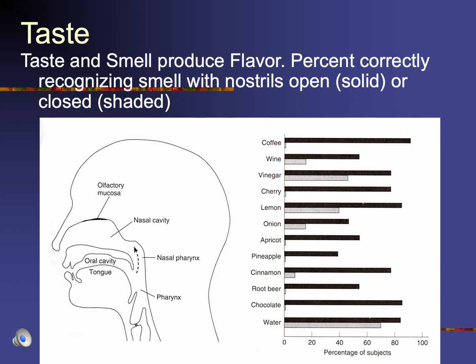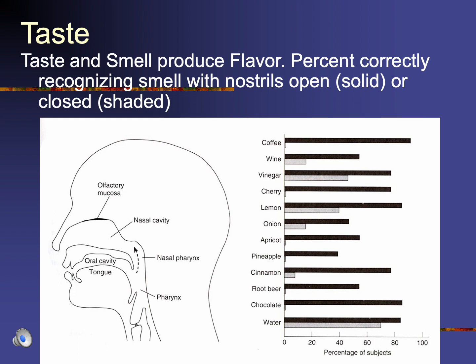This is a nice graphic that shows you the relationship between smell and taste. What you have here is a graphic depicting how well you perceive something with either your nostrils involved, smell involved, or not. Let's look at coffee here. If you smell coffee and you're going to recognize what the smell is, the solid represents when you taste coffee with your nostrils open, so that the smell of coffee either gets in there or not.